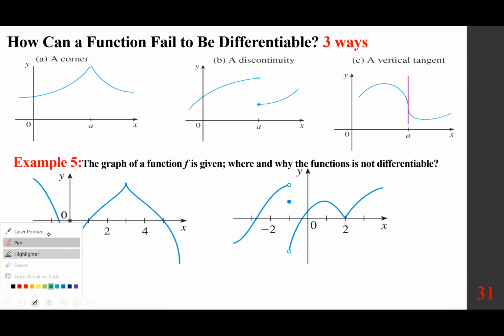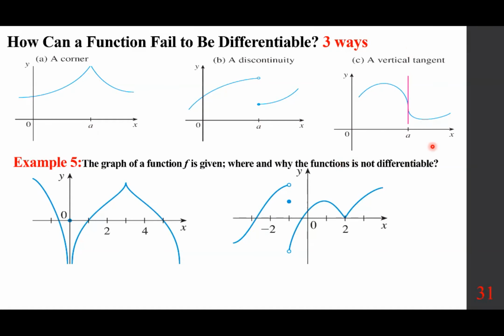All right. How can a function fail to be differentiable when you have a sharp corner, a discontinuity, or a vertical tangent line? So I want to answer this for these questions. Obviously, this one at 0, we have a discontinuity. At number 3, we have a vertical tangent line. One may confuse this with a sharp corner. I'll explain it to you in a moment after we go over the second graph.